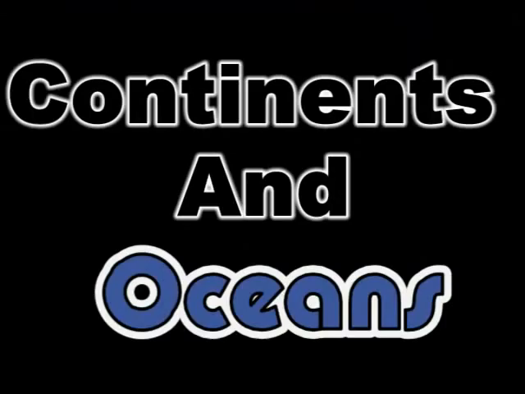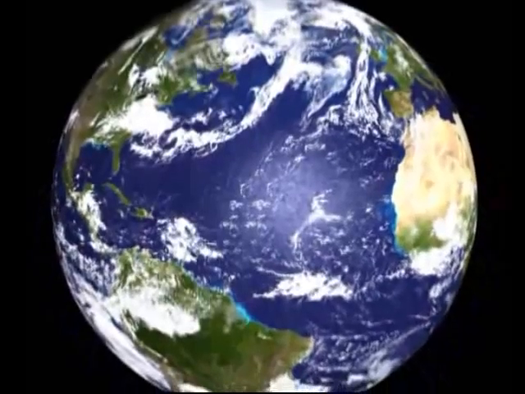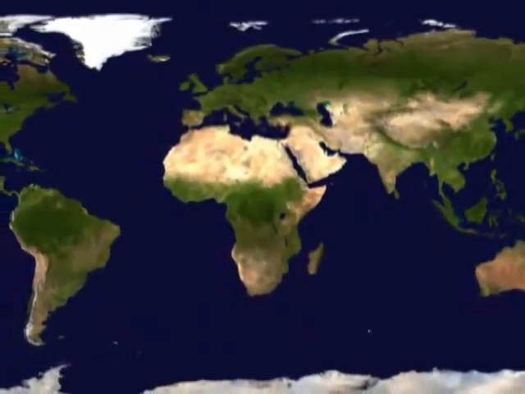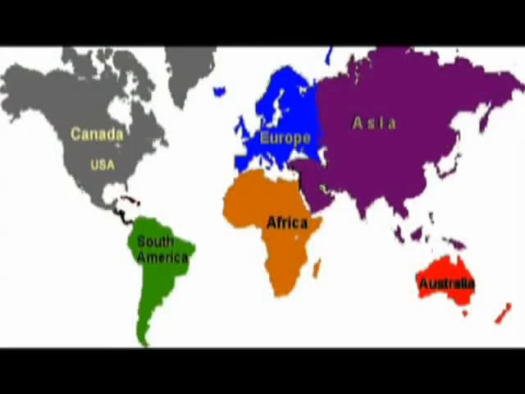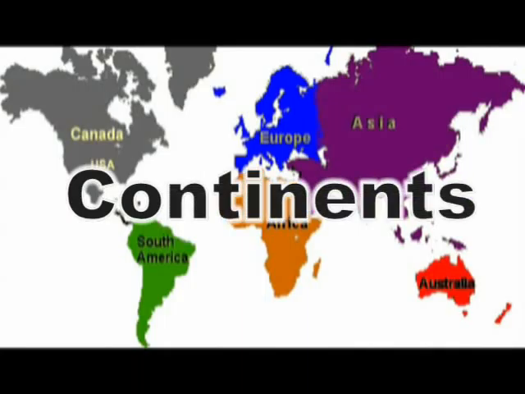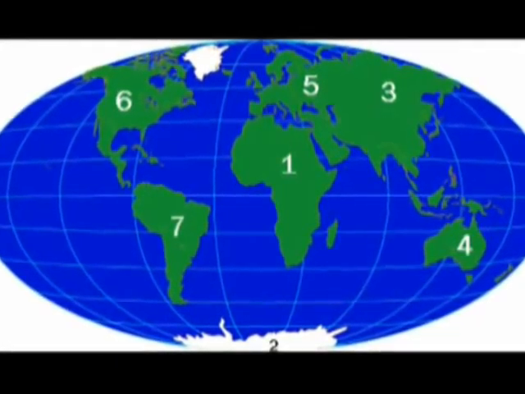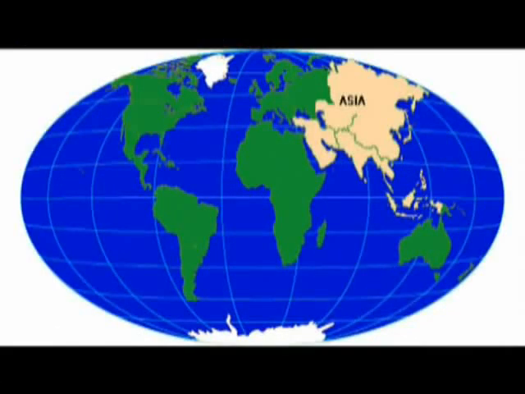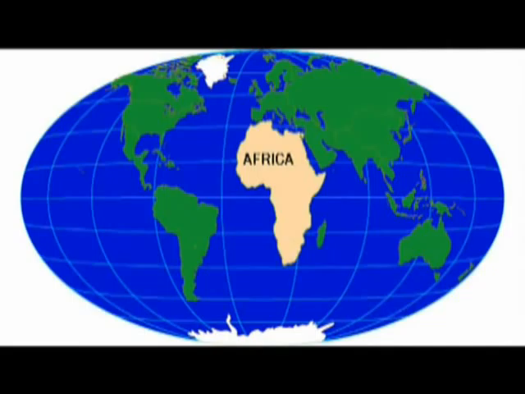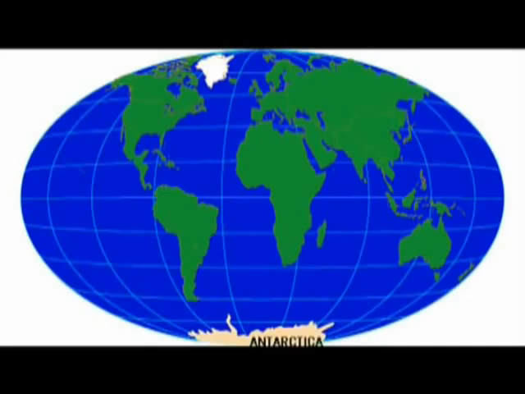Continents and oceans. The surface of the earth is covered with land and water. There are several large land masses and large water bodies. The large land masses on the earth are called continents, and the large water bodies are called oceans. There are 7 continents. They are in decreasing order of size: Asia, Africa, North America, South America, Antarctica, Europe and Australasia.